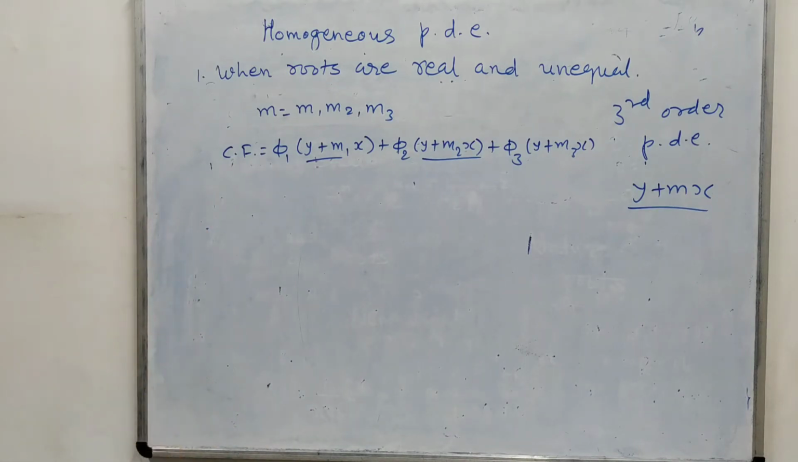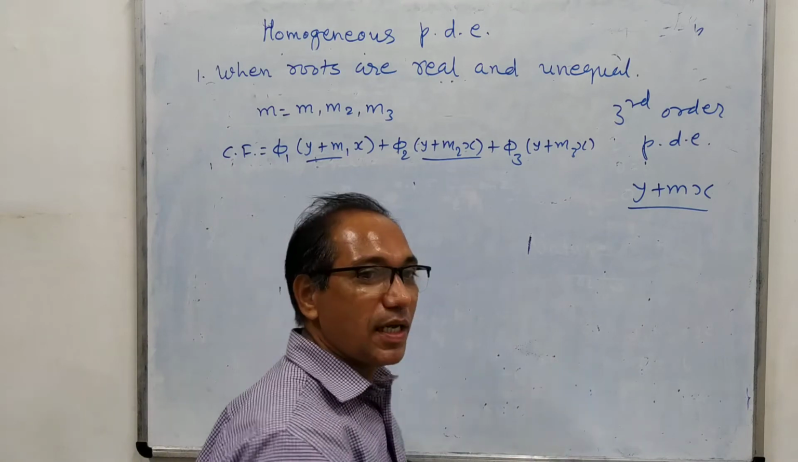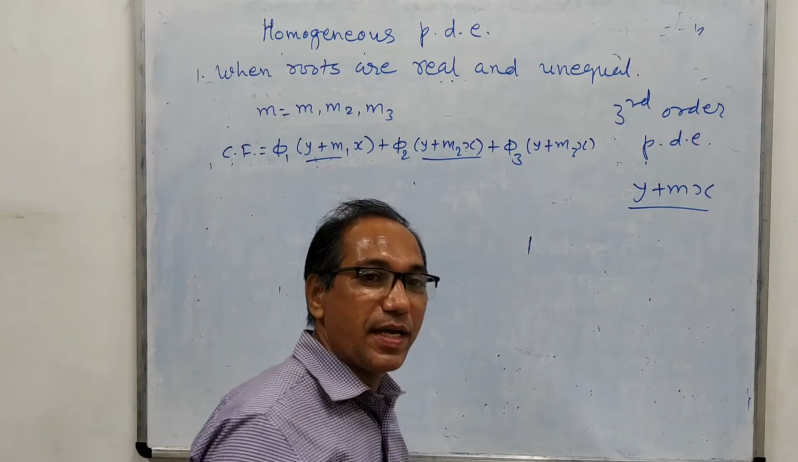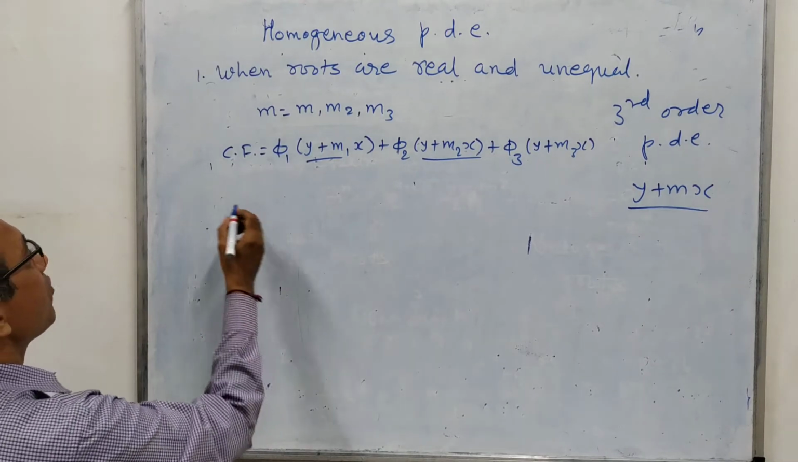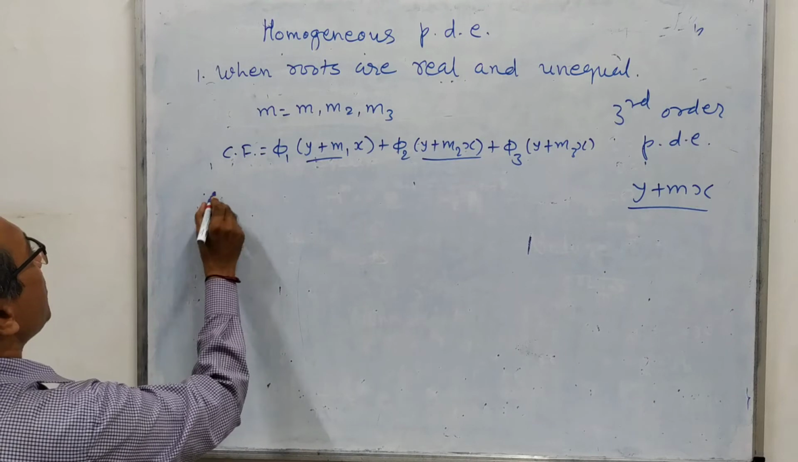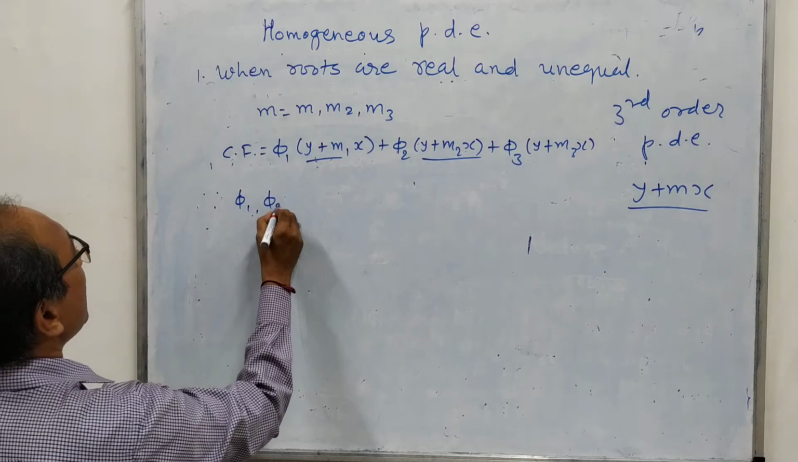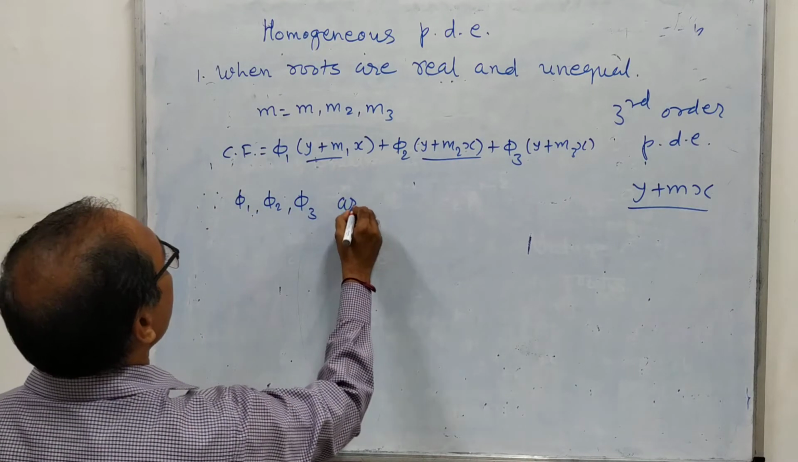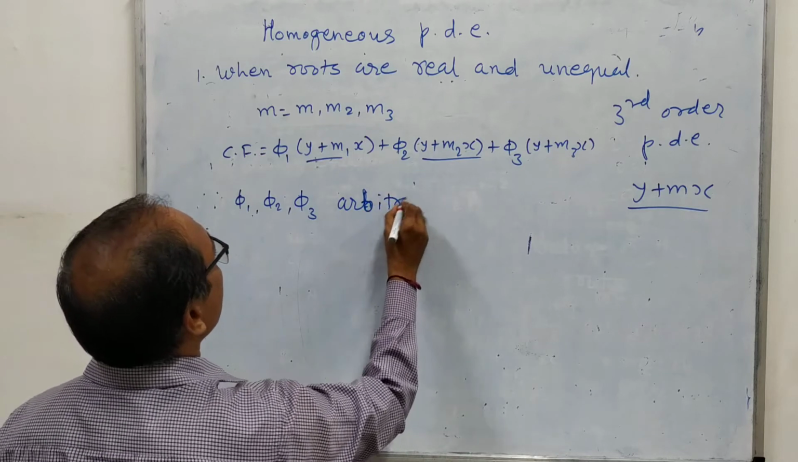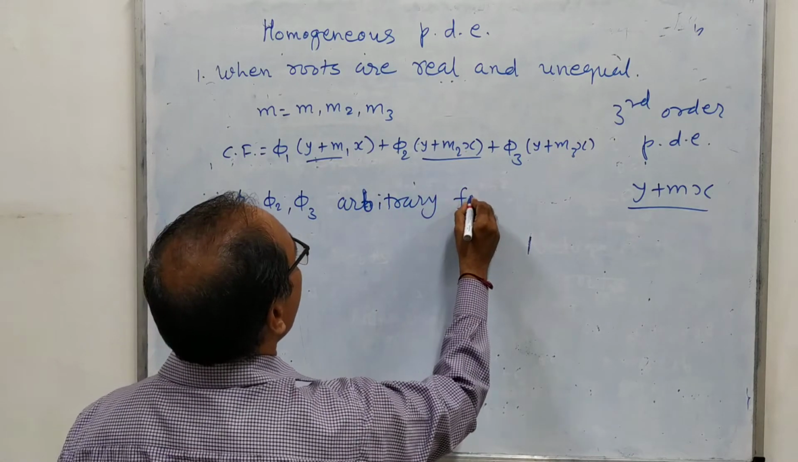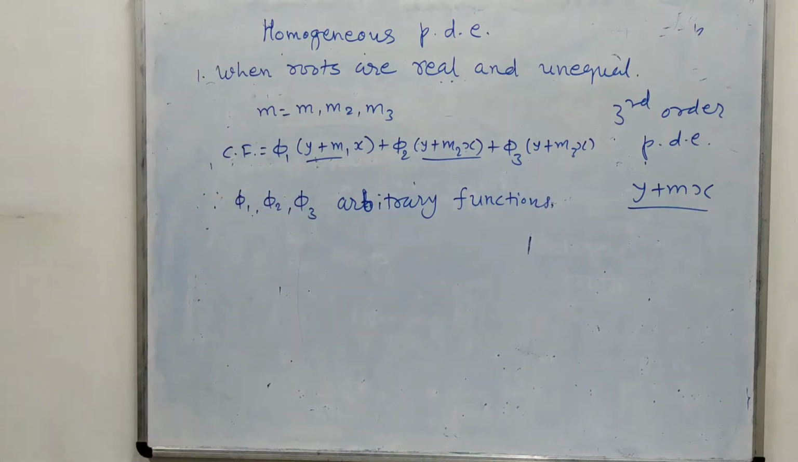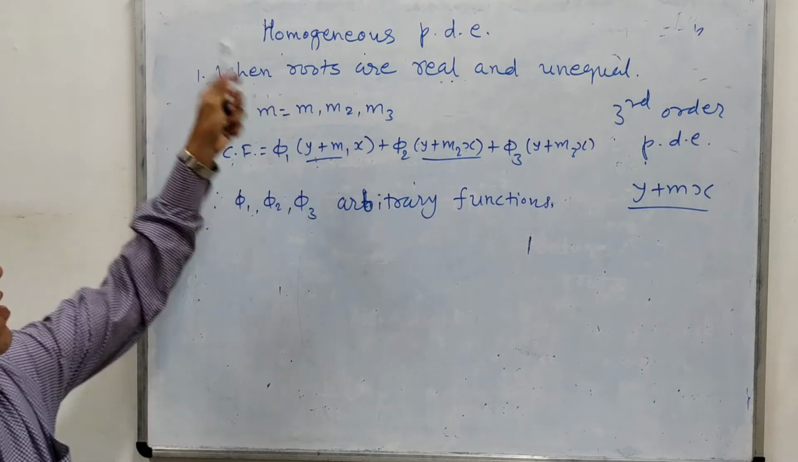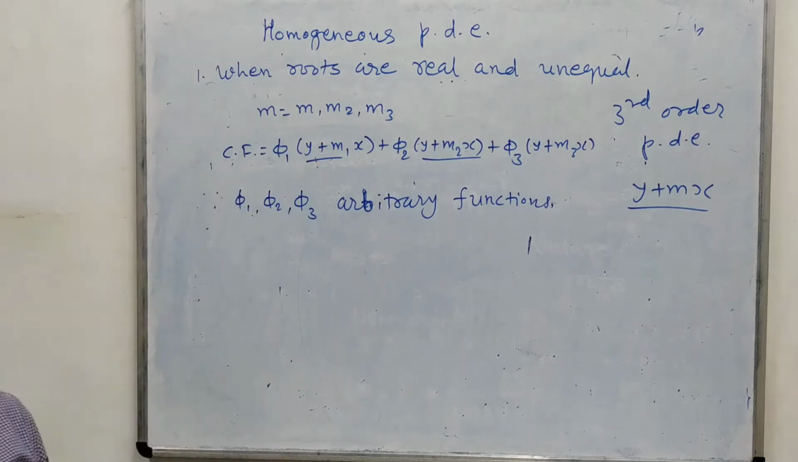Here, as in the ordinary differential equation solution, we were adding C1, C2, C3 as arbitrary constants. But here you need not add arbitrary constants because phi 1, phi 2, phi 3 are considered as arbitrary functions. Here we are not writing constants but arbitrary functions because we have considered them in the form of a function. Okay. So the solution is very easy to write down when the roots are real and unequal.